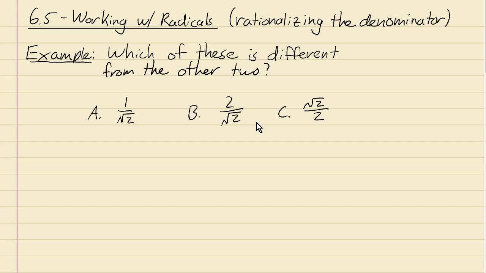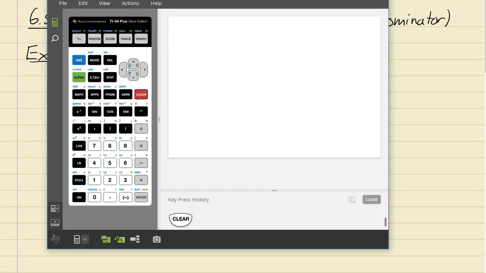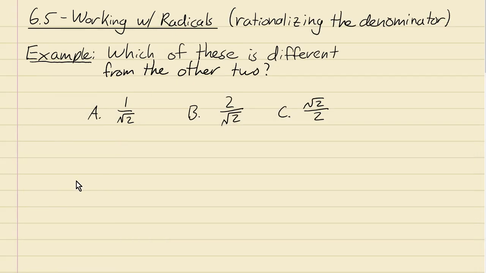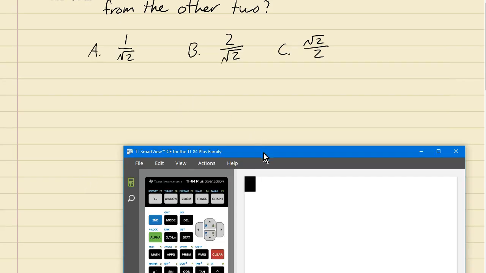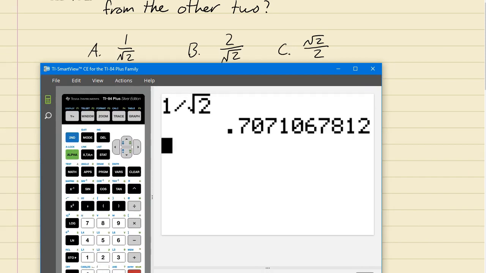So what you would do in the situation where you think you have two right answers and one wrong one, but you don't know which ones are the same, is just plug them into your trusty TI-83 or 84 calculator. I want to do the 1 over the square root of 2 first. One divided by the square root of 2 looks like that. Okay, that's about 0.707. And B, 2 over the square root of 2.